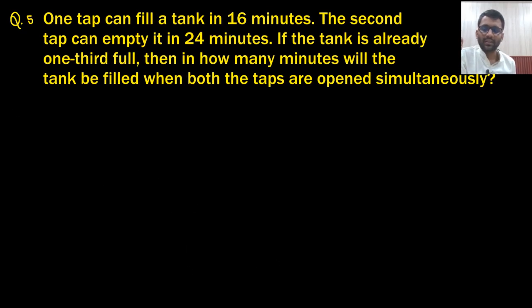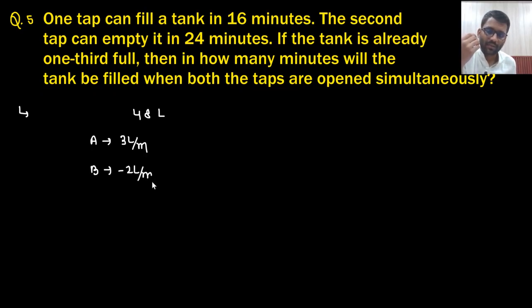Let's see the next one. A tap can fill a tank in 16 minutes, the second can empty it in 24 minutes. 16 and 24, LCM is 48 liter. Let's say the tap is A. So A can give you, sorry, 16 minutes, 3 liter per minute. And the second tap can empty in 24 minutes. That means it can take minus 2 liter per minute.